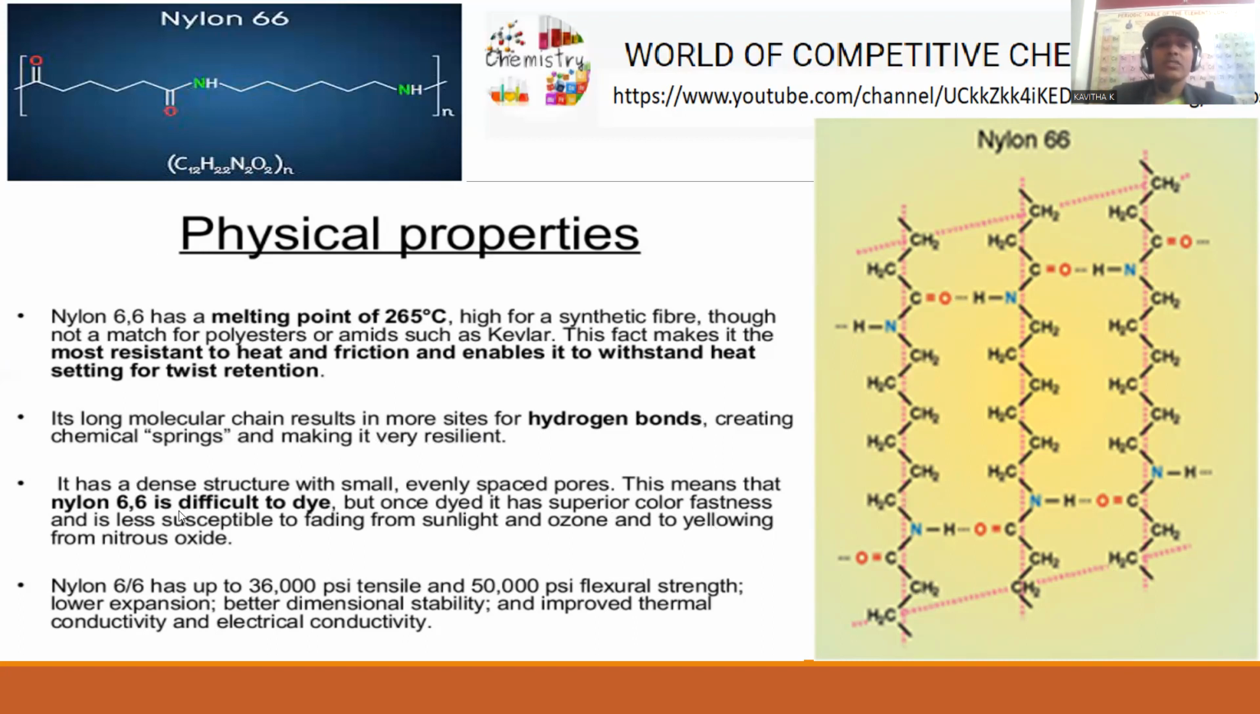This means that nylon 6,6 is difficult to dye. Difficult to dye means, in terms of dyeing property, that is the coloring property, coloring these nylons is a difficult process, but it is possible. But once dyed, it has superior color fastness and is less susceptible to fading from sunlight, ozone, and even yellowing from nitrous oxide.